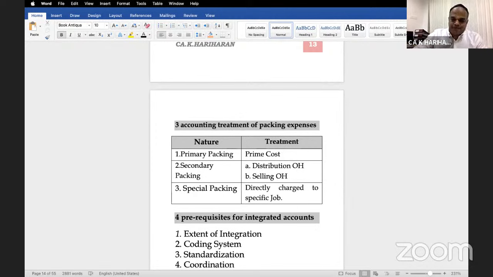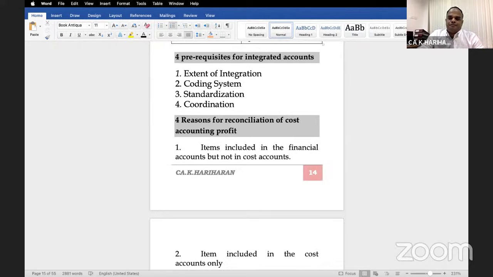prerequisites of integral accounting system. Are you clear up to this stage, Kanam? Now, with respect to prerequisites of integral accounting system, what is called integral accounting system, integrated accounting system? If I'm going to maintain cost accounting records as well as financial accounting records in one set of books, then it is called integral. Cost accounting separately and financial accounting separately is called non-integral accounting. Separate books of account means non-integral accounting system. And one set of books is called integral accounting system.